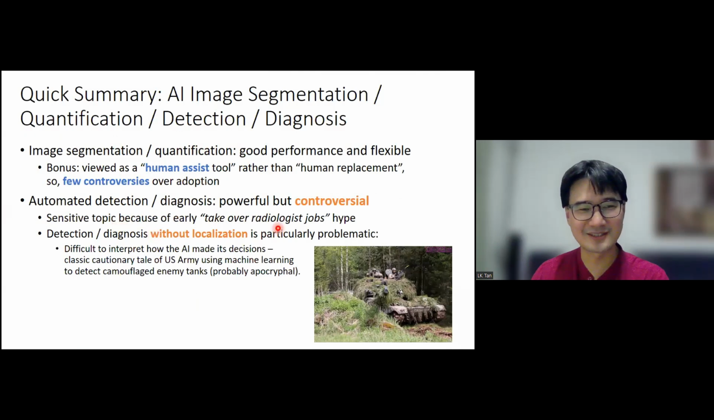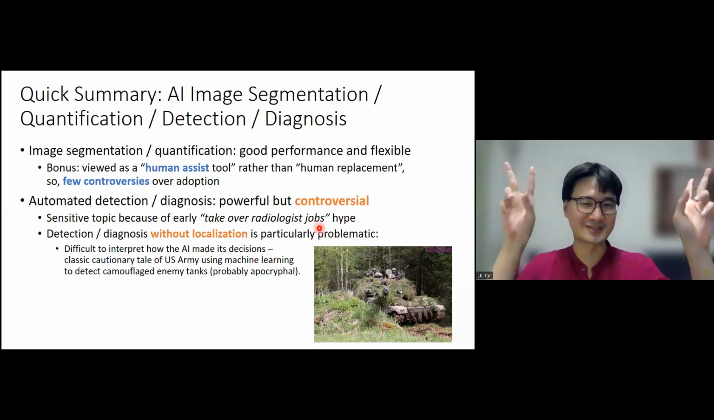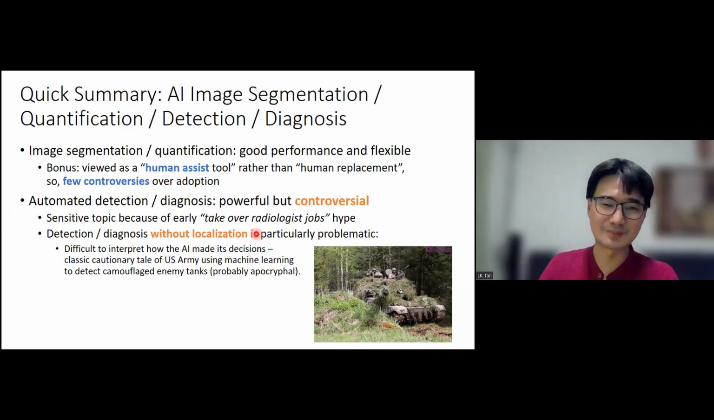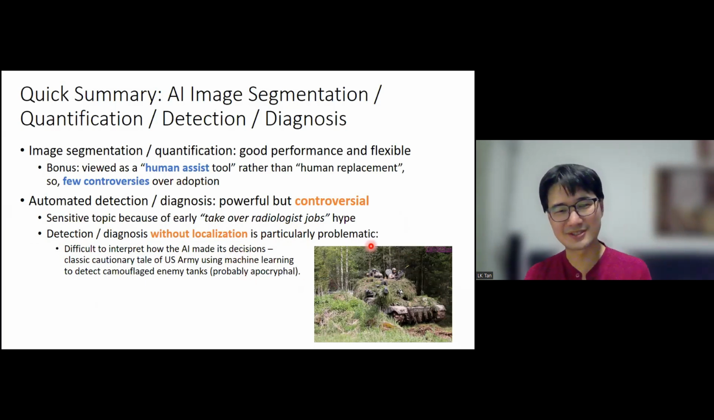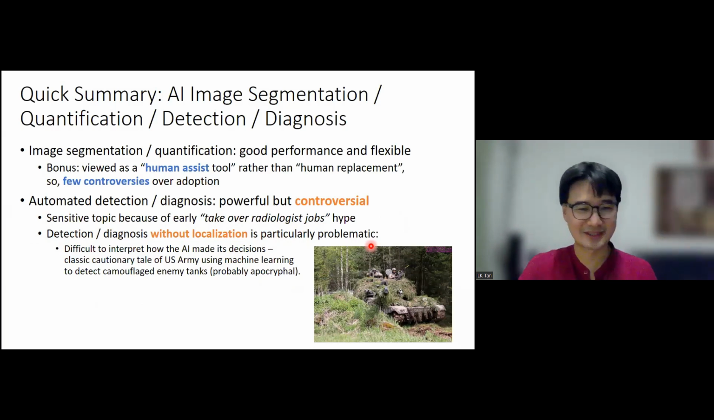In particular, it's a very sensitive topic because if you still remember early in the days, there was a lot of hype about this is going to take over radiologists' jobs. And in particular, some of the deep learning networks which try to do diagnosis without any kind of localization, which means without saying where the particular diagnosis is referring to, is particularly problematic because it's difficult to interpret how the AI actually is making its decision. So there's some famous stories about how you train an AI and it makes a decision, and it turns out later it's making a decision on a totally wrong thing inside the image.